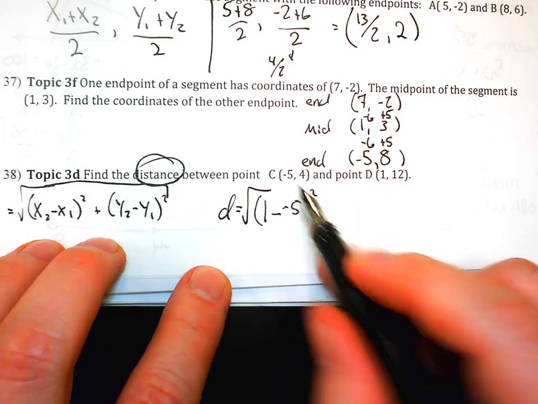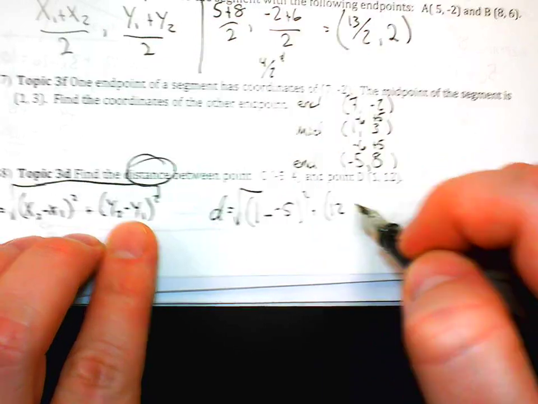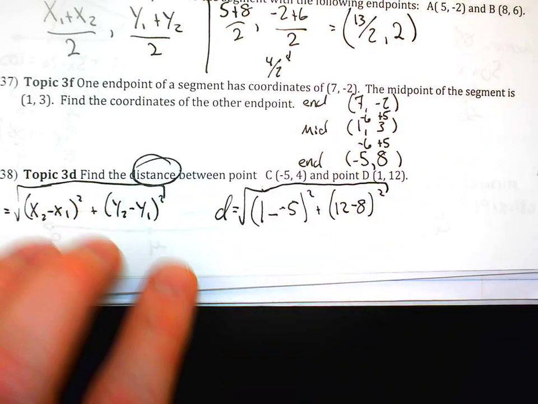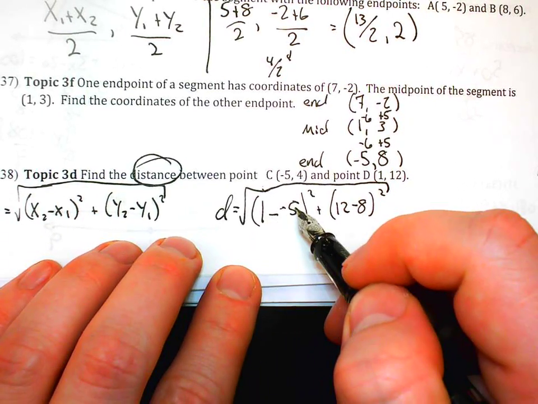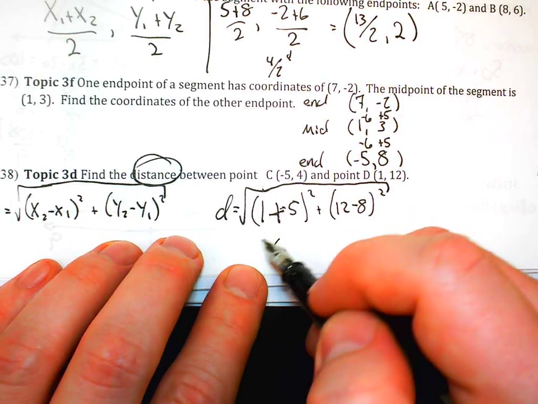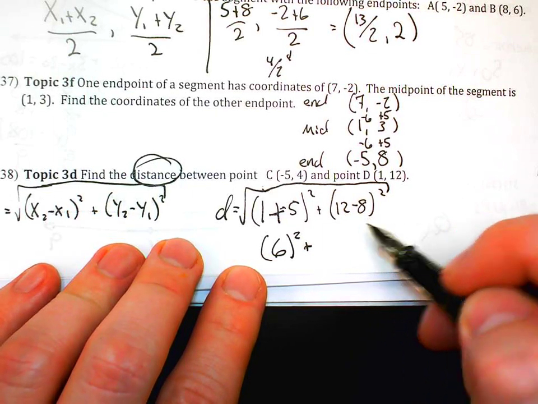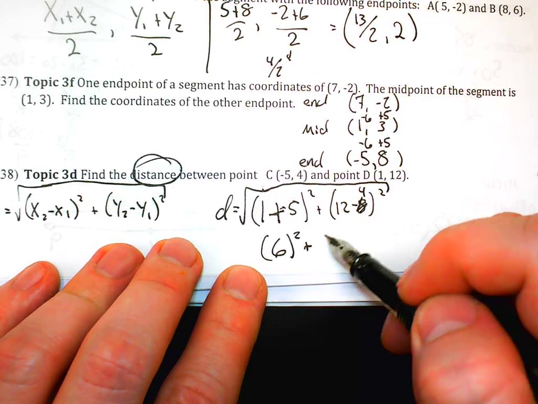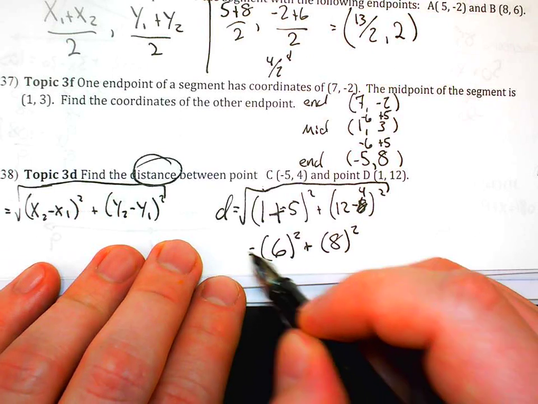For my y values, y2 would be 12, y1, 4. And both of those squared. Now I need to simplify these. 1 minus -5 would be the same thing as 1 plus 5, 6. 12 minus 4, my mistake. 12 minus 4 would be 8. And both of those are still squared and underneath that square root.